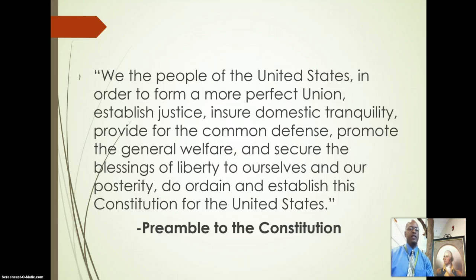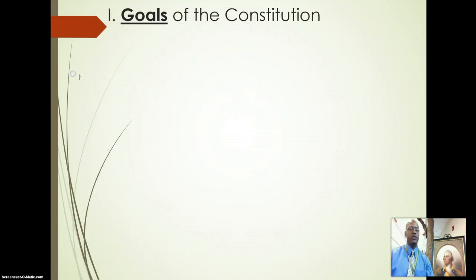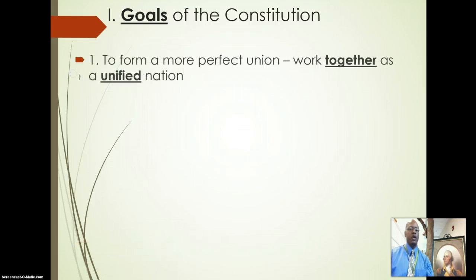We're going to go ahead and dissect this preamble to outline the goals of our Constitution. So our goals, the first one was to form a more perfect union. Basically, this is saying that we decide that we're going to work together. You remember, under the Articles of Confederation, we were loosely united. Here under the Constitution, we're saying we're going to be completely unified.